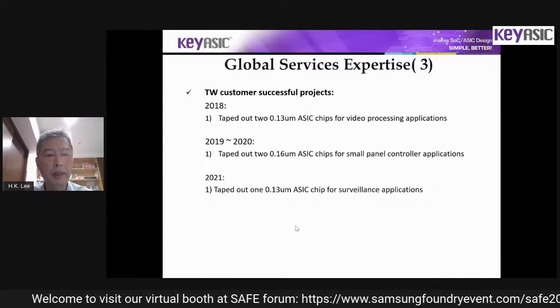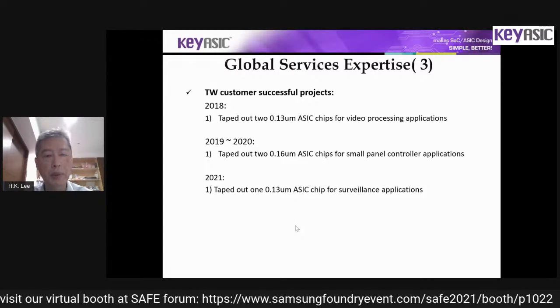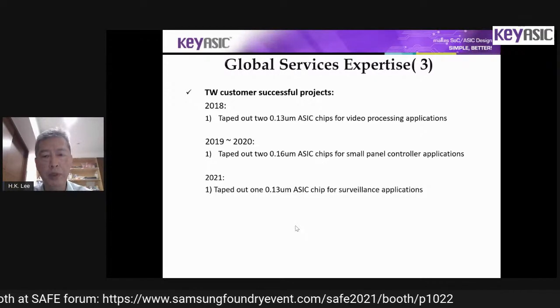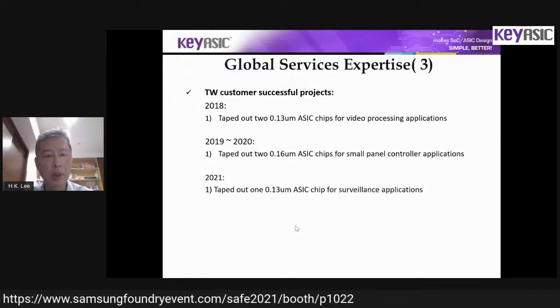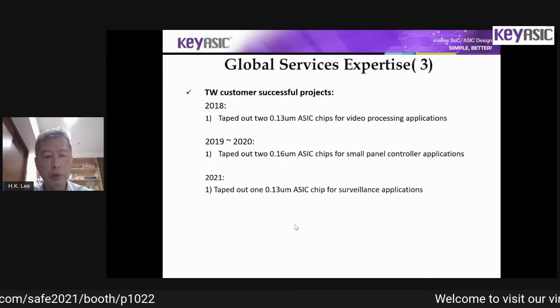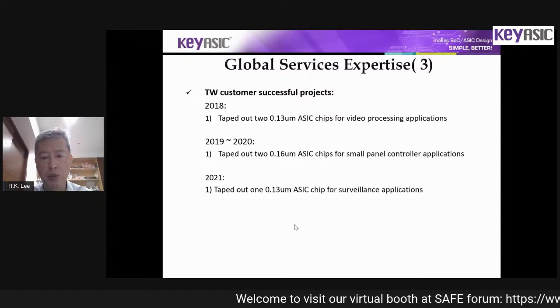And in 2018, we taped out two 130 nanometer ASIC chips. It's for video processing application. And in 2019 to 2020, we taped out two 160 nanometer ASIC chips. It's for small panel controller.